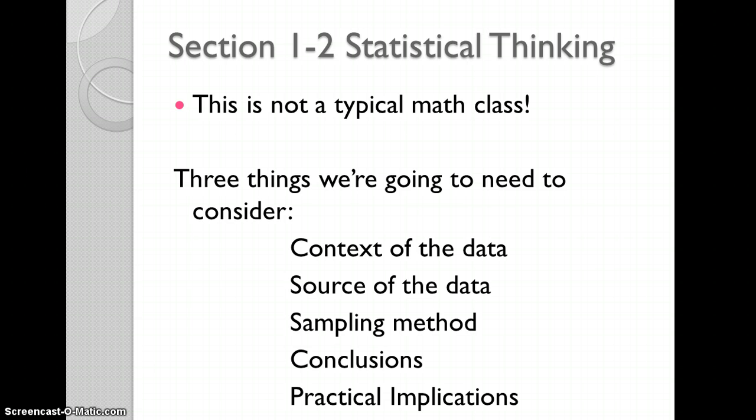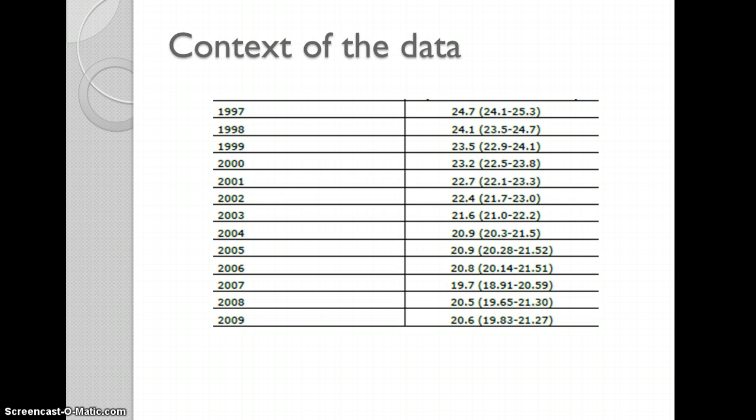So here are some things that our book tells us we need to consider when we're studying statistics. The context of the data, the source of the data, the sampling method, meaning how we got the data, the conclusions, what can we say from that data, and then any practical implications. So we'll kind of go through this and I'll show you some examples so you kind of get a feel for these. Okay, so first we want to know the context of the data.